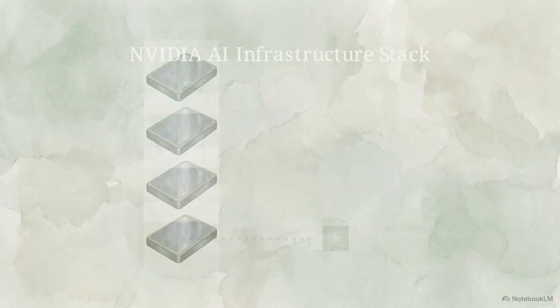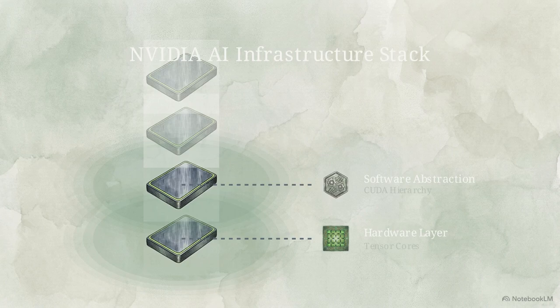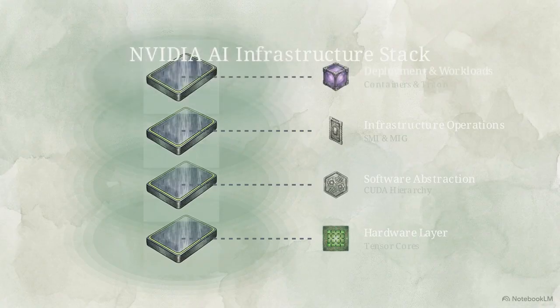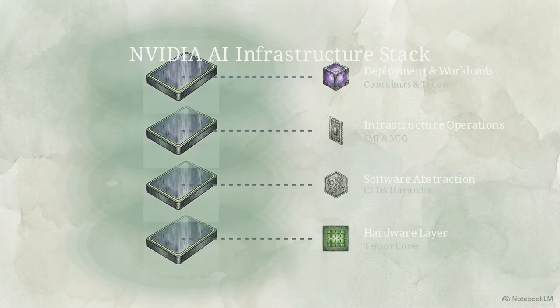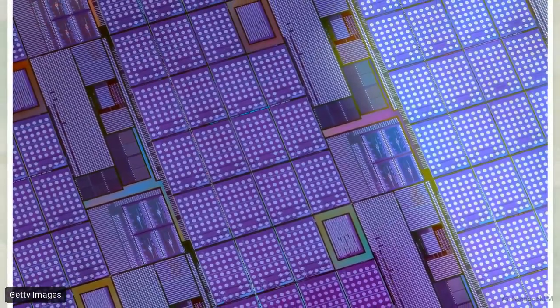NVIDIA provides a fully integrated computing pipeline. The base relies on silicon packed with Tensor Cores, designed to execute rapid matrix math. That math is scheduled and controlled by the CUDA abstraction hierarchy of threads and blocks. The physical hardware is continuously monitored via SMI telemetry and cleanly partitioned using MIG instances, and the models themselves are delivered to the hardware via GPU-aware container orchestration. True AI infrastructure engineering is the rigorous practice of eliminating bottlenecks across this precise stack, ensuring that the world's most powerful silicon is never left waiting for data.